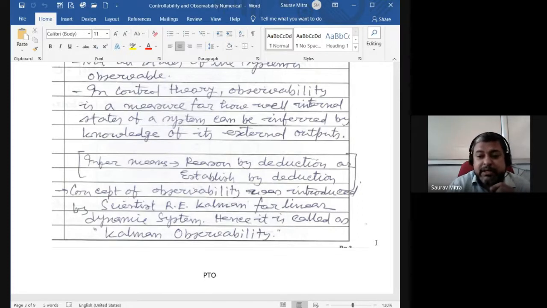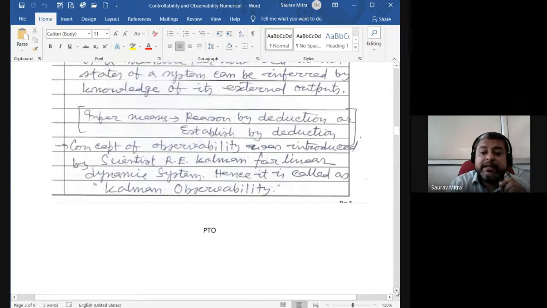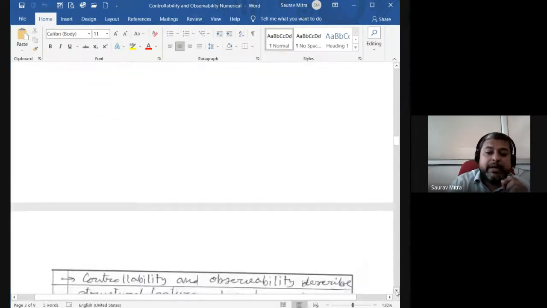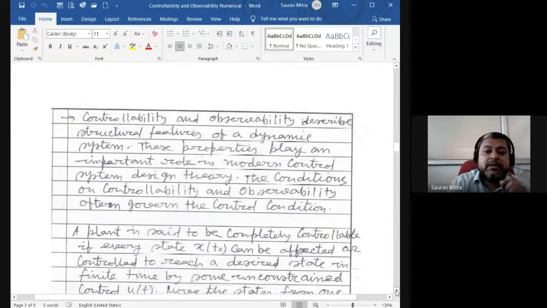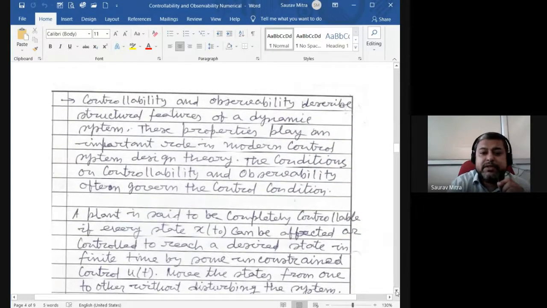Whatever definition we are seeing, this is called as a Kalman observability. That means from any state, we are able to find out what is the value of its initial state. This is called as Kalman observability, and how to find it we will see by numericals. So controllability and observability describe structural features of a dynamic system. So what happens by finding the ABCD matrix? Okay, this is actually the structural feature of a dynamic system, mathematical feature of a dynamic system.